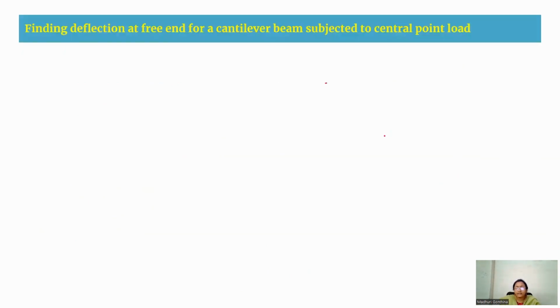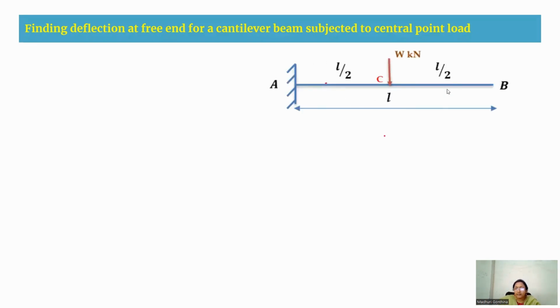Here we are going to find the deflection at the free end for a cantilever beam that is subjected to a central point load. I am taking a cantilever beam which has a point load at the center, and now the deflection curve of this beam will be like this. At the fixed support, there is no deflection. At the free end, you have a deflection delta B. This delta B we are going to find out now.